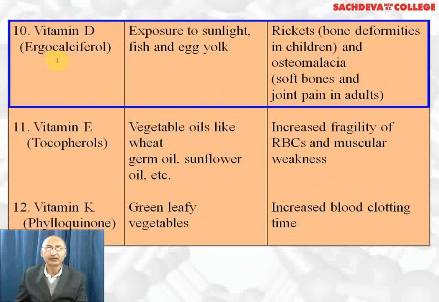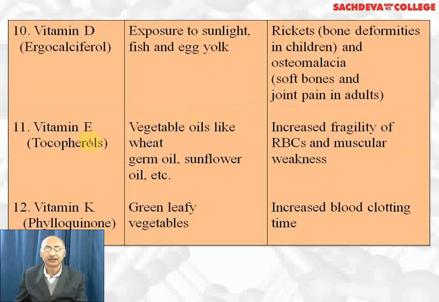Vitamin D is called ergocalciferol. Sources: exposure to sunlight, fish, egg yolk. This vitamin is also called sunshine vitamin and is required for bones. Rickets, that is bone deformities in children, and osteomalacia, soft bones and joint pains in adults, are the deficiency diseases of vitamin D.